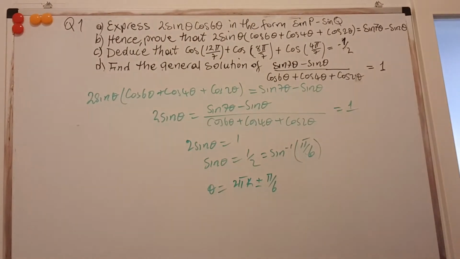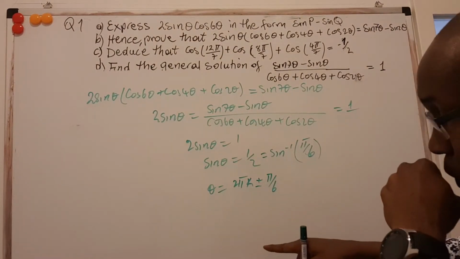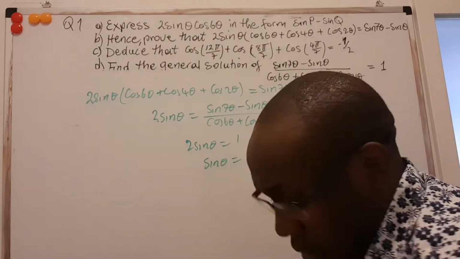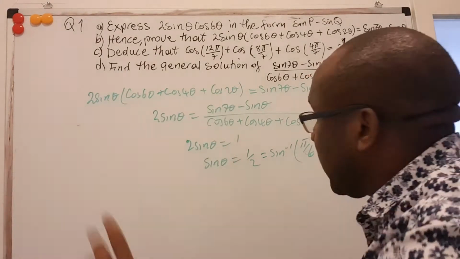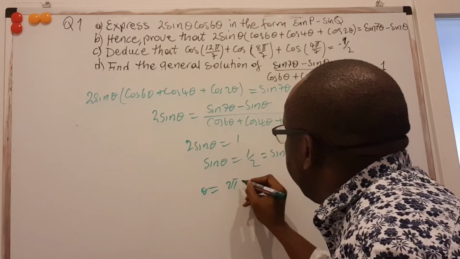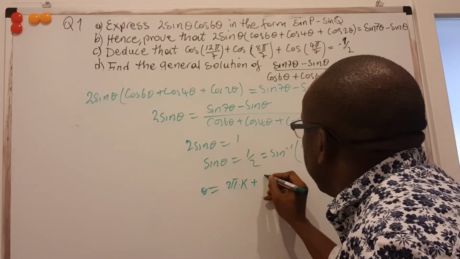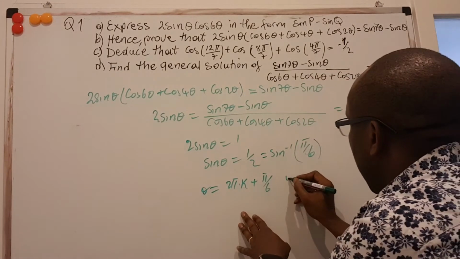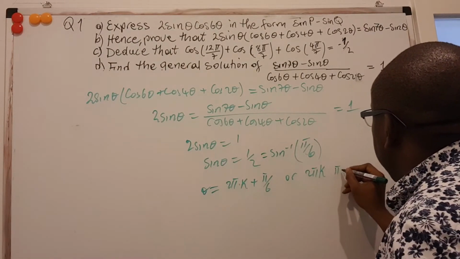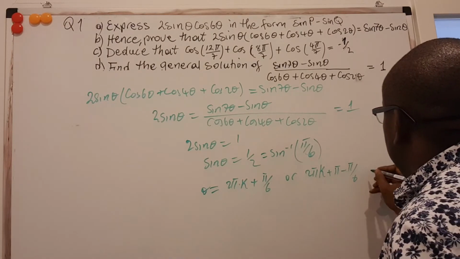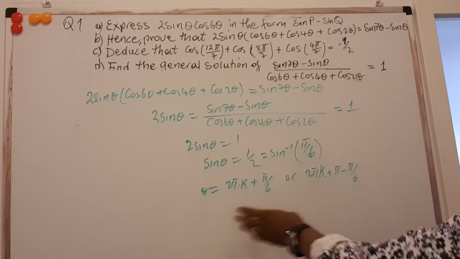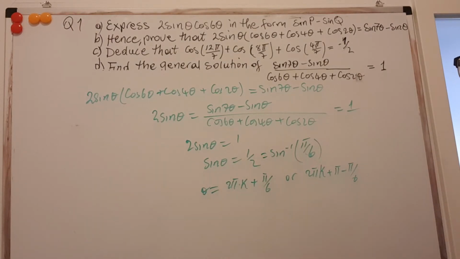That's the general solution, because, excuse me, I made a small slip there. There are two solutions. Sine is positive in the first and the second quadrant. So the first solution is 2 pi k plus pi on 6, or in the second quadrant it is going to be 2 pi k plus pi minus pi on 6. So this is the first quadrant, this is the second quadrant. This is the general solution for our theta.